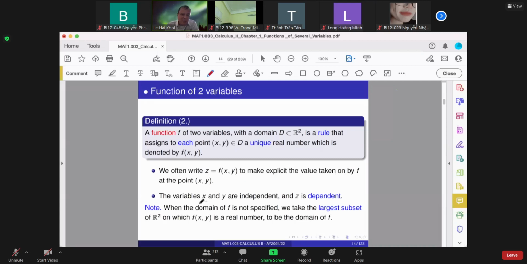Okay. And here you should have a note. When the domain D of f is not specified, what to do? Then you should take D as the largest subset of R2 on which f is well defined at every point of it. Then you have the domain. Okay. Now we will look at different examples on that one.